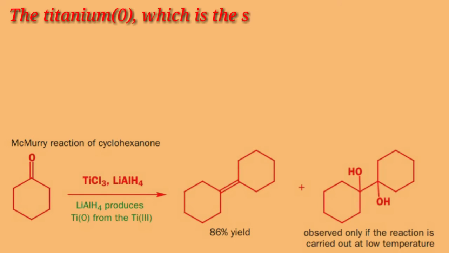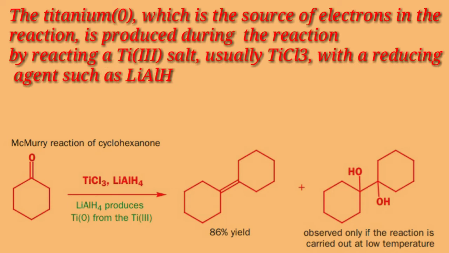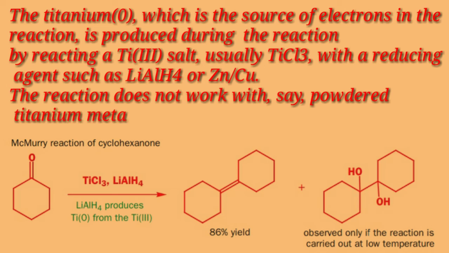The titanium, which is a source of electron in the reaction, is produced during the reaction by treating a titanium salt, that is titanium chloride, with a reducing agent such as lithium aluminium hydride or zinc copper couple.